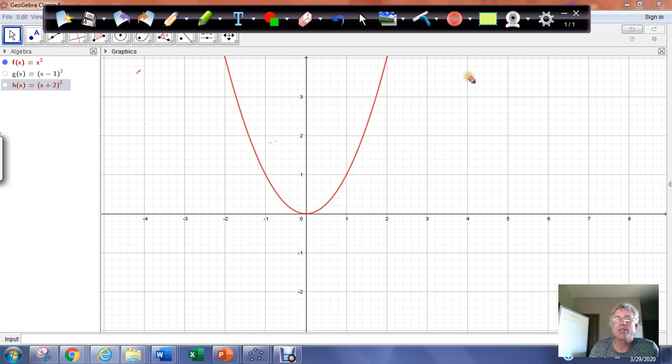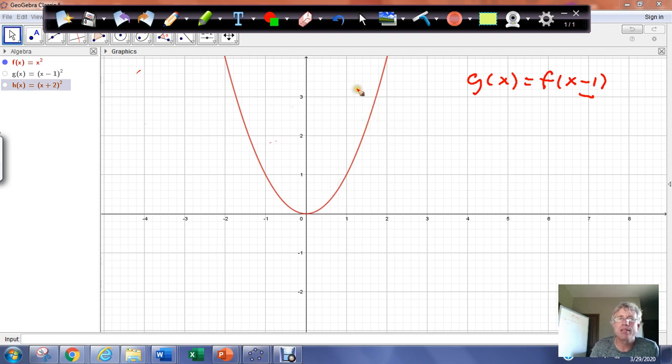So the next example said build a new function g of x that is built from f of x by subtracting 1 from the input variables. So subtracting 1, that's going to shift the graph 1 to the right because I'll have to put in larger numbers to get the same output. So it takes the entire graph and shifts it to the right.